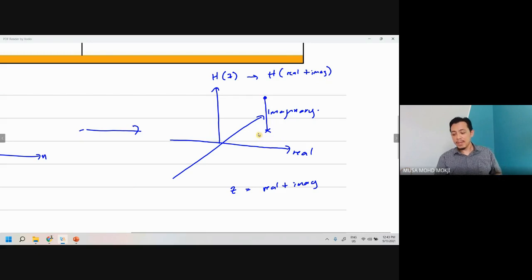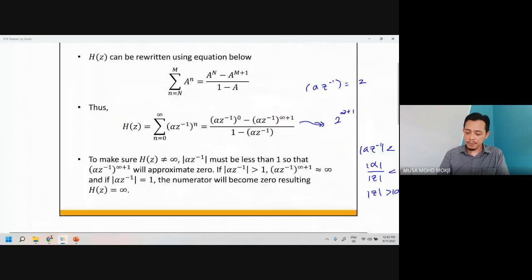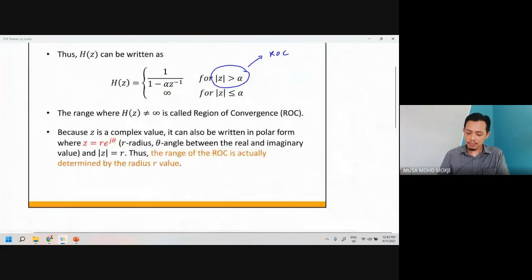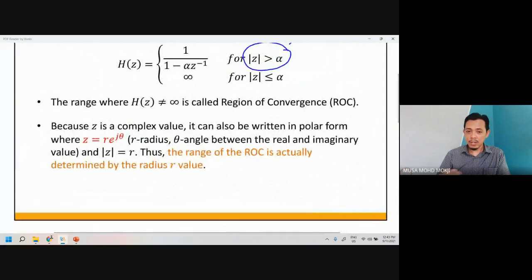And because this is a complex value, most of what I'm explaining is actually maths. Because z is a complex value, it can also be written in polar form. Again, this is a revision on maths. So we call it a polar form, z equals Re^(jθ).